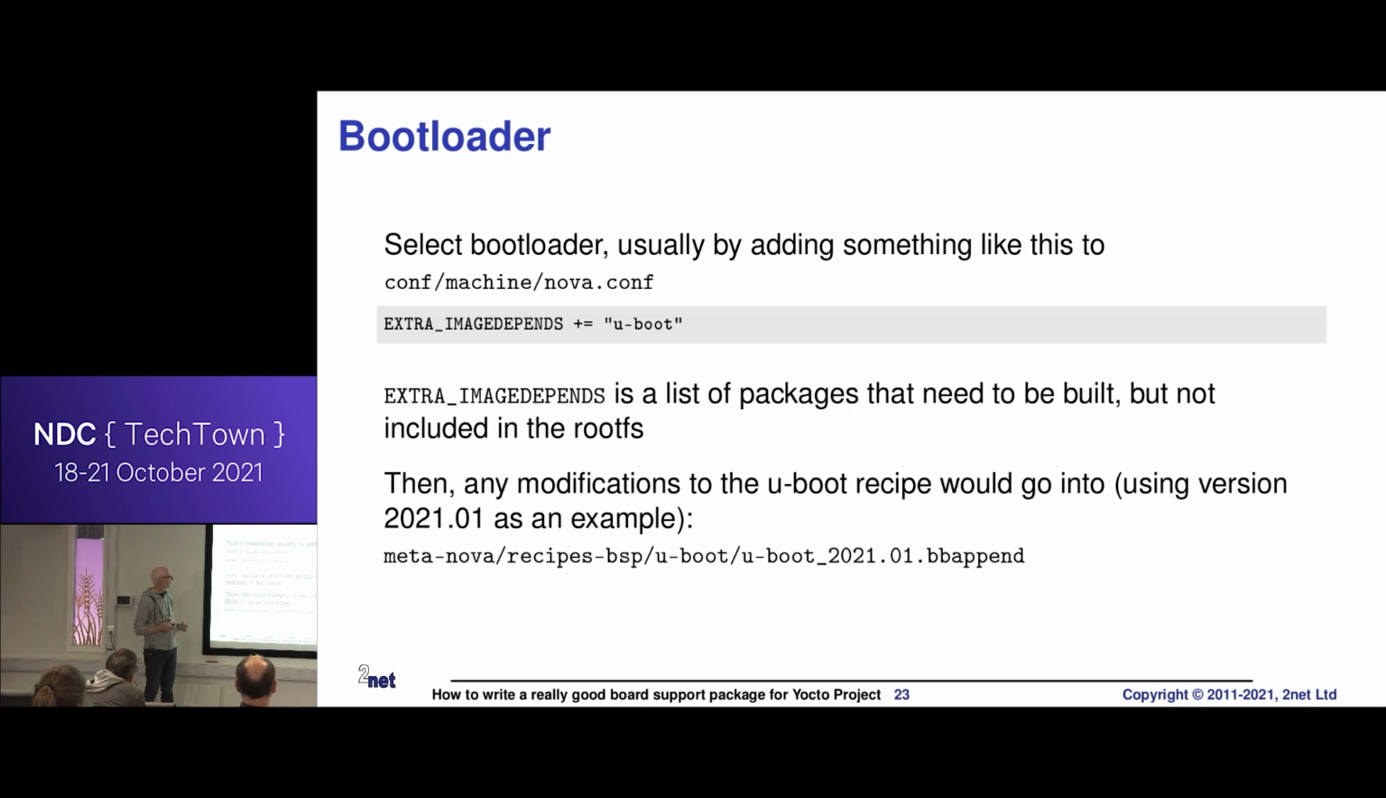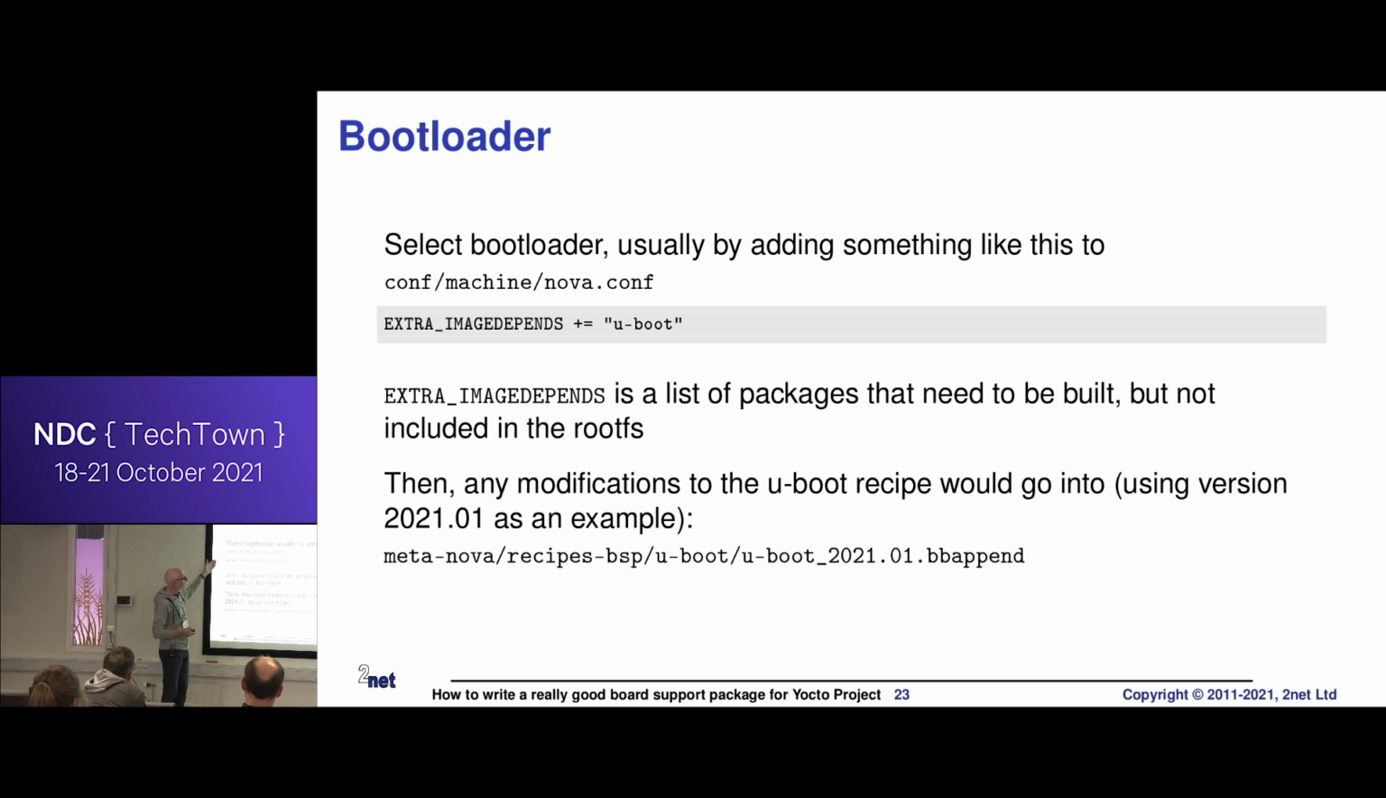Pretty much job done. So this variable here, EXTRA_IMAGEDEPENDS, is a list of packages that need to be built, but not included in the final root file system, because the bootloader is separate from that.